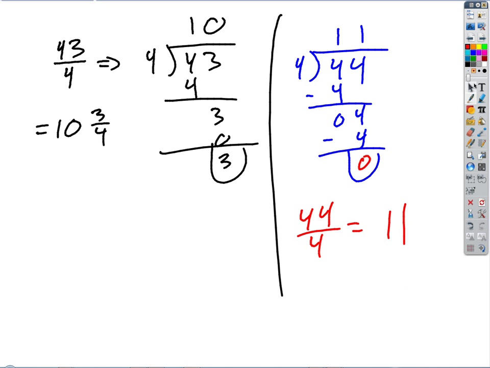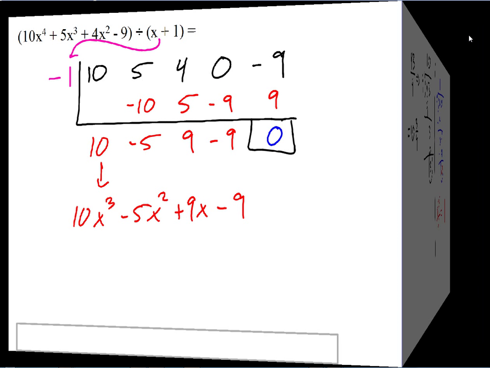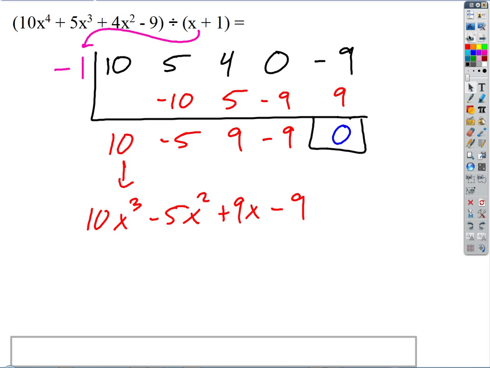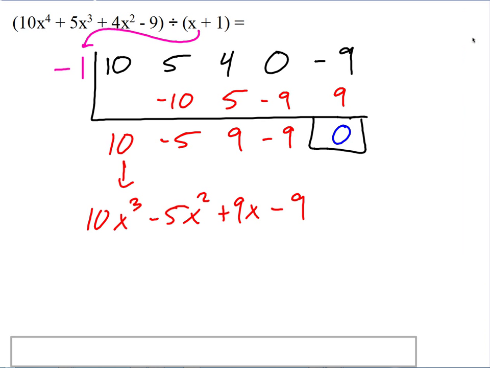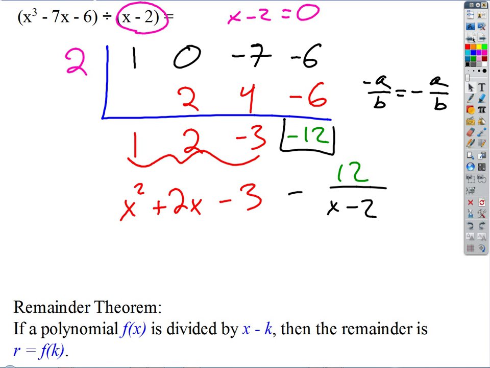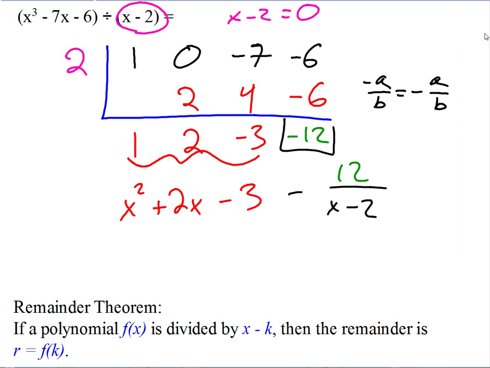Same thing is true for polynomials. Let me ask you a question. Is x plus 1 a factor of 10x to the 4th plus 5x cubed plus 4x squared minus 9? Yes, it is. There was no remainder, so it divided evenly into that. How about x minus 2? No, x minus 2 was not a factor of this cubic polynomial because I did get a remainder. Okay, so that's very useful to us.